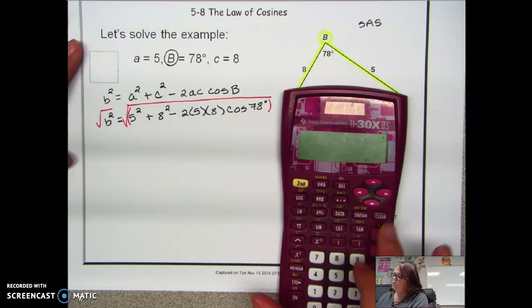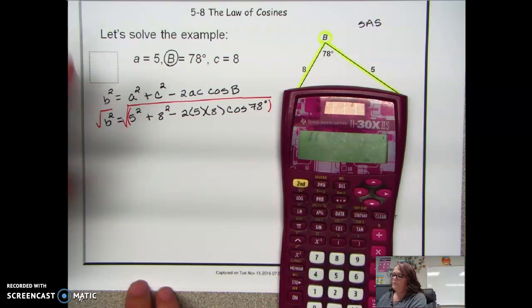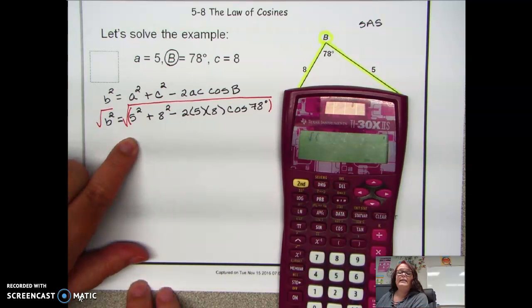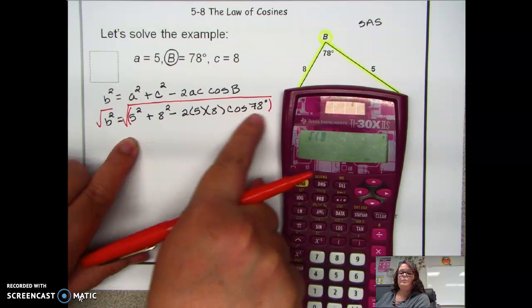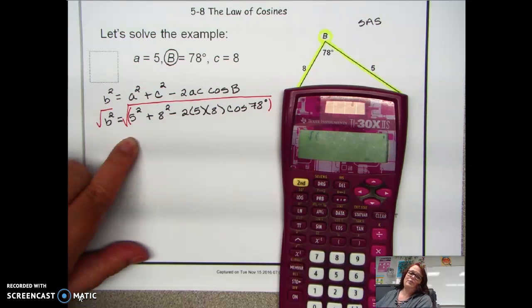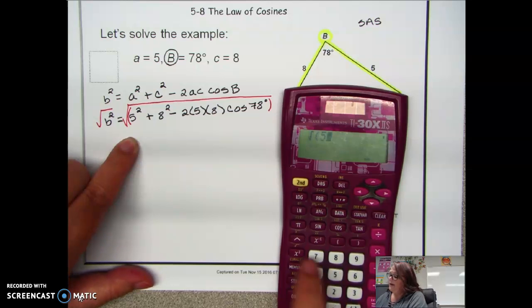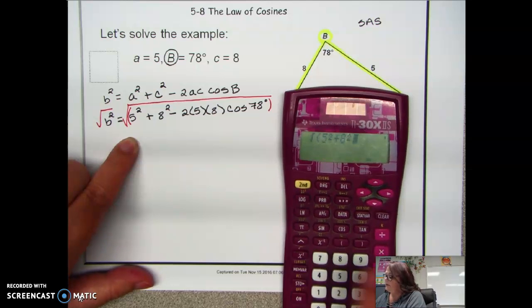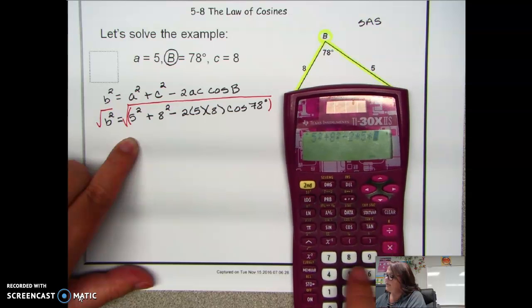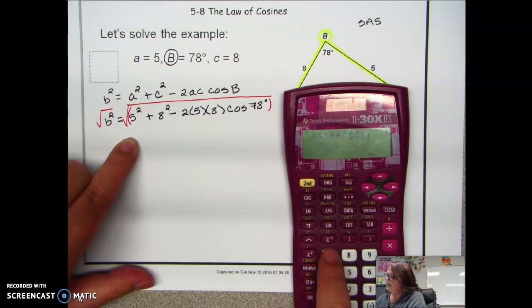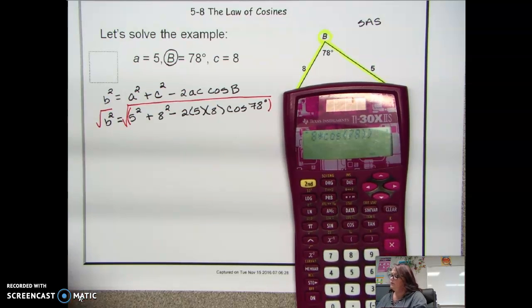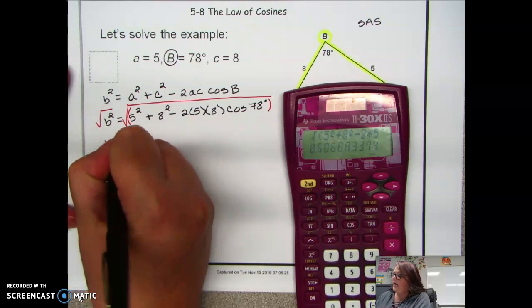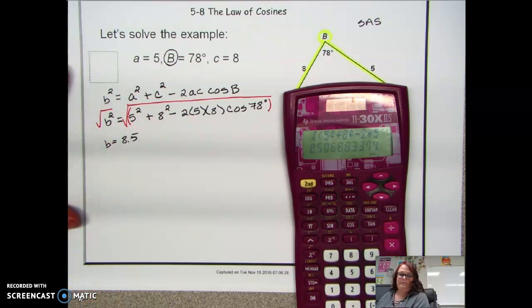So I'm going to take the square root of, and then I'm going to type it just like I see it. Even if you had a backwards calculator, you're going to type it like you see it, except this would be 78 cosine, and then after the fact, you'll plug in the square root. So that's the backward part. In my case, I've got 5 squared plus 8 squared minus 2 times 5 times 8 times the cosine of 78. I'm going to close my cosine of 78 and close my radical, and I get that little b is now approximately 8.5.